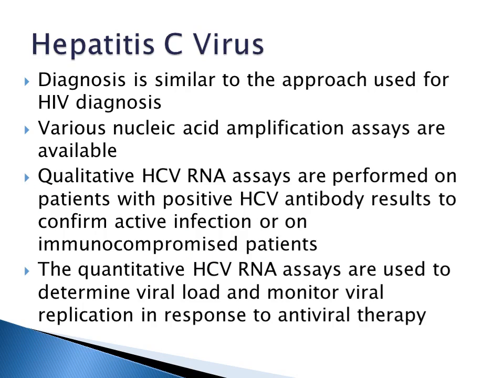We're going to talk about hepatitis C virus, and diagnosis uses very similar approaches as for HIV. So there are various nucleic acid amplification assays that are currently available. Qualitative Hep C viral RNA assays are performed on patients with positive antibody results to confirm an active infection or for immunocompromised patients. Quantitative hepatitis C viral RNA assays are used to determine viral load and monitor viral replication in response to antiviral therapy.